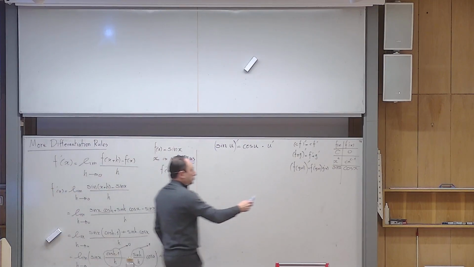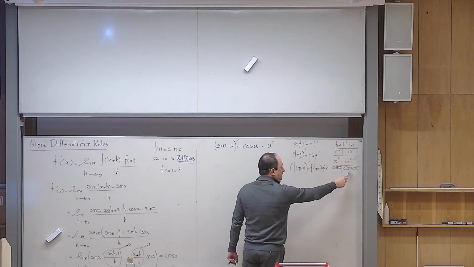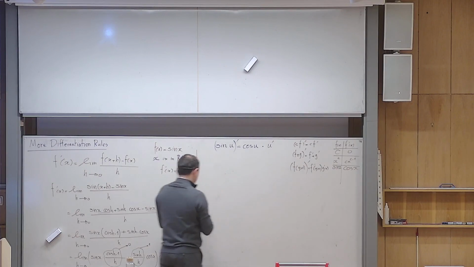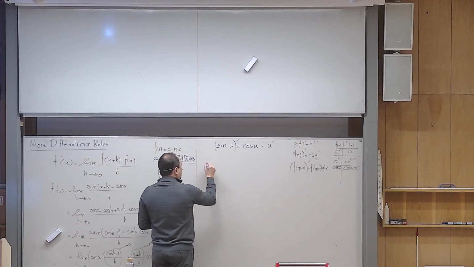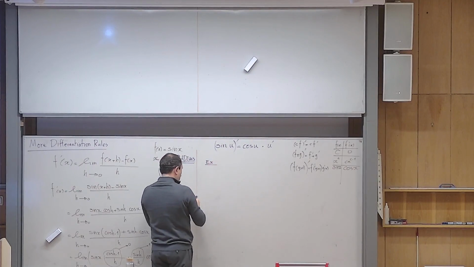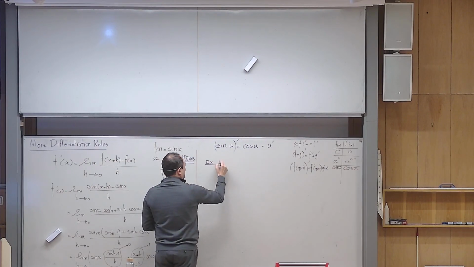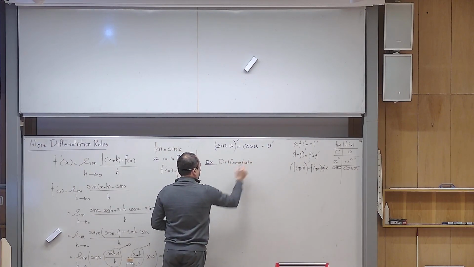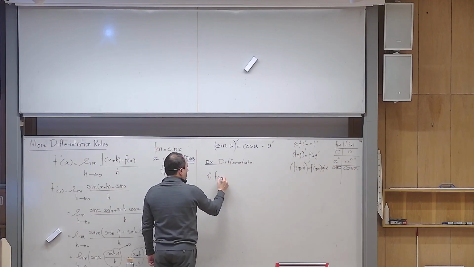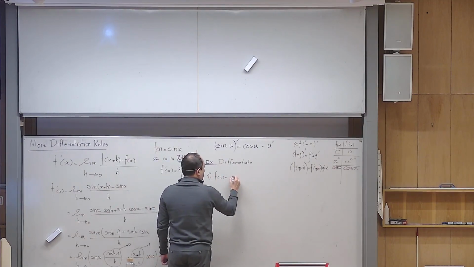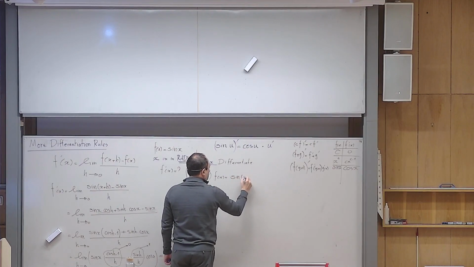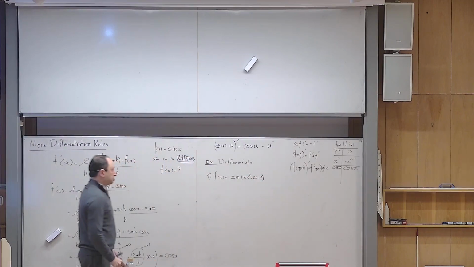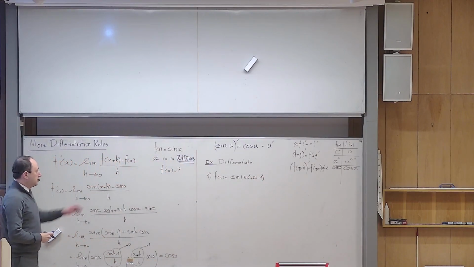So whenever you learn a new rule, you can also translate it into the chain rule language, which is the important part. Let me give you some examples. Differentiate. Number 1, f of x is equal to, for example, sine of 5x squared plus 2x minus 1. Everything is in radians.